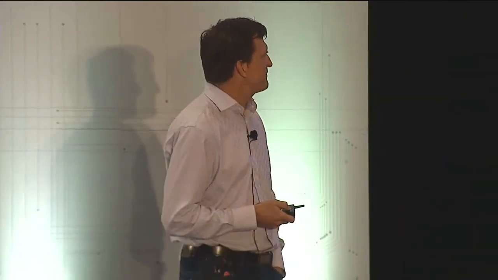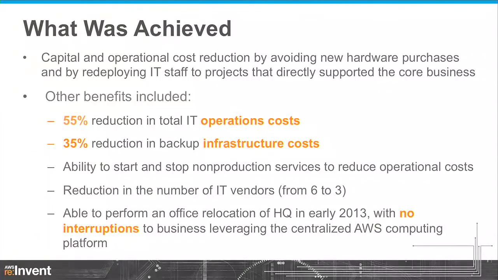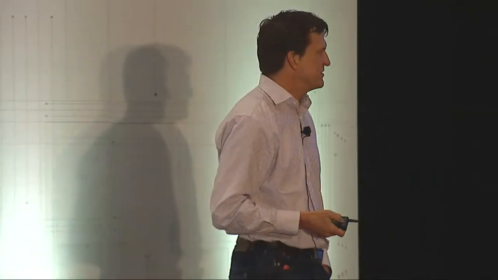So these are some of the benefits that they received. 55% reduction in operating costs, 35% reduction in infrastructure cost. You can see they got down from 6 vendors to 3 vendors. And they were able to perform an office relocation. Obviously, when they had hardware on-premise, it's hard to move an office, right? But if your systems are all running in the cloud, it's pretty much easy to move an office, right? And obviously, they take advantage of test, dev, QA. They shut that down on the weekends when they're not using it.